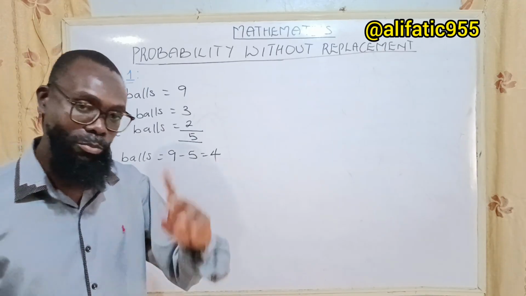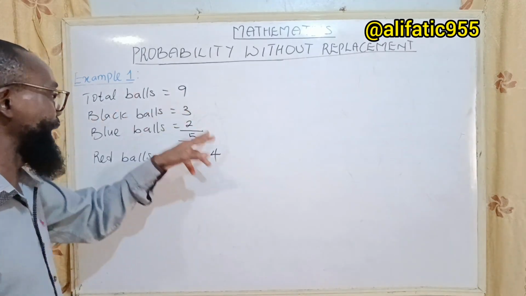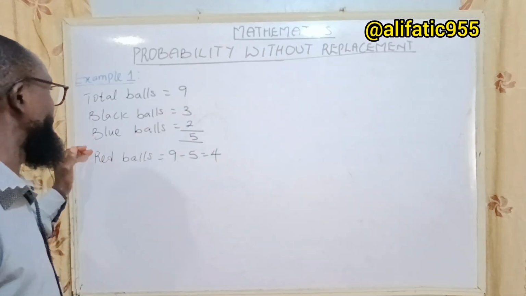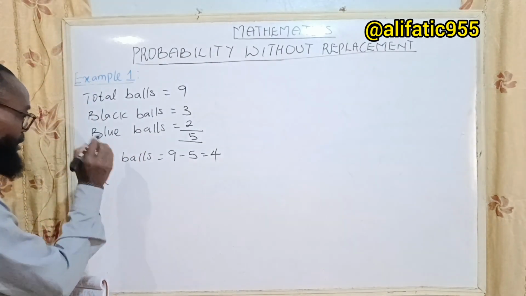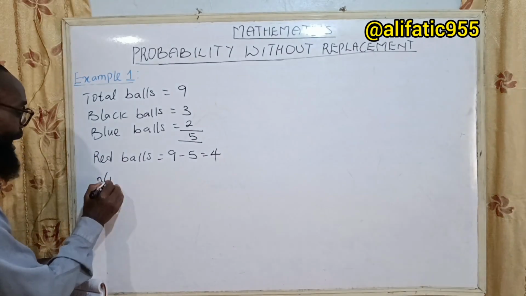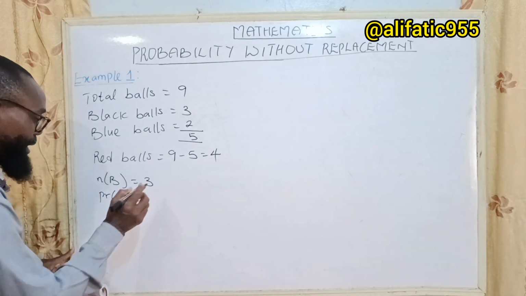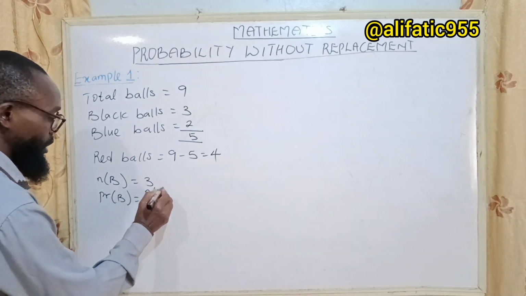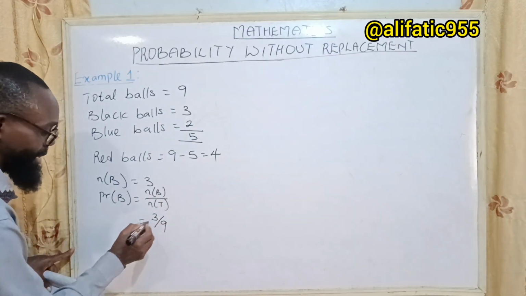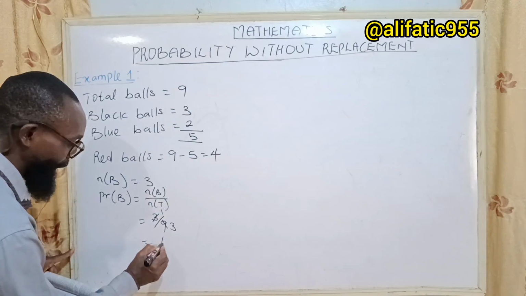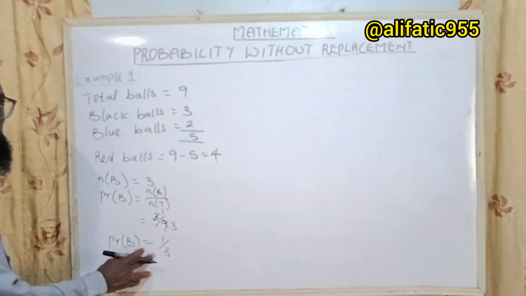Question A, Roman figure 1. What is the probability that it is not blue? Let us look for the probability of blue and then probability of not blue. The probability of black, probability of not black, probability of red, probability of not red, in case we need it. Number of black balls is 3. Probability of black ball will now be the number of black balls over total number, which is 3 over 9. 3 goes in 3 once, 3 in 9 three times. So we have 1 over 3, which means the probability of a black ball is equal to 1 over 3.